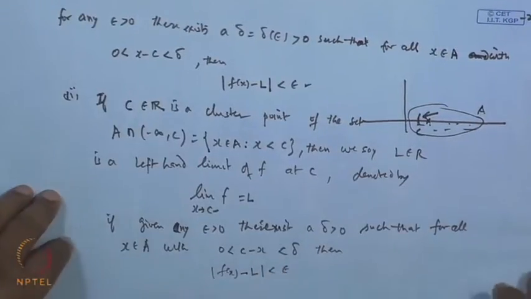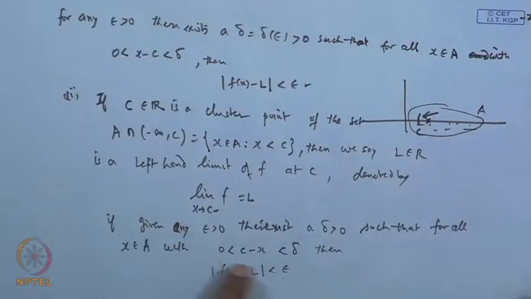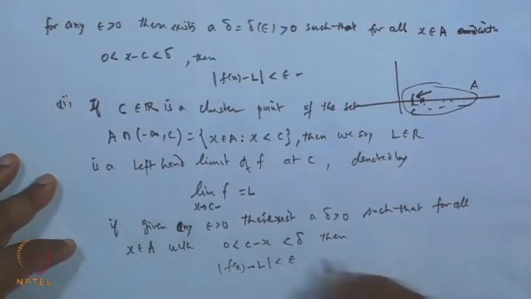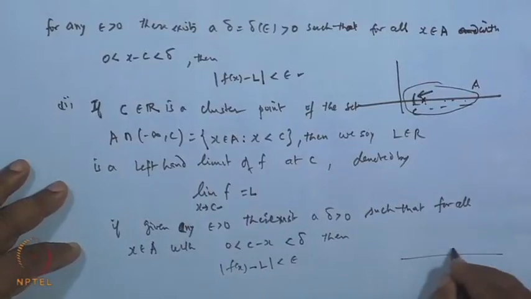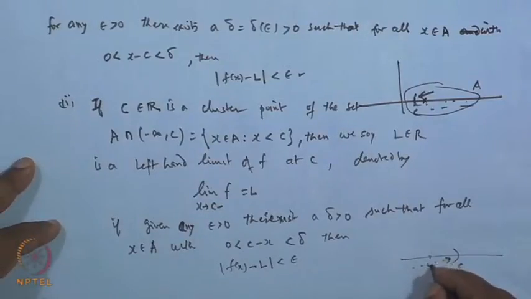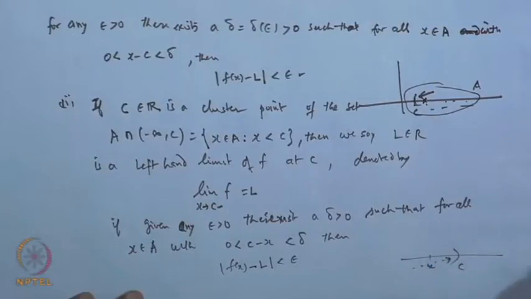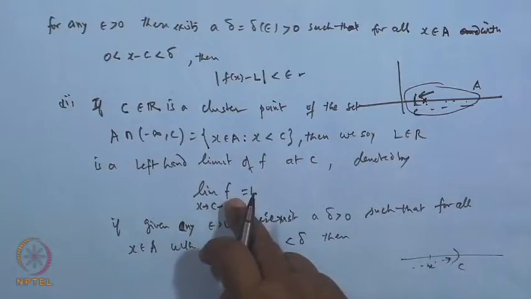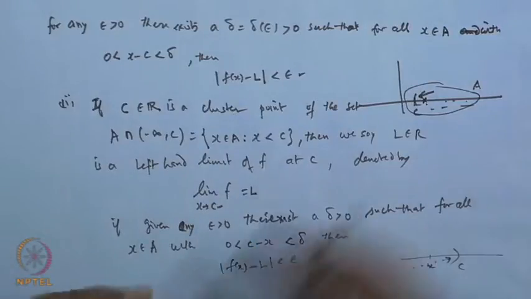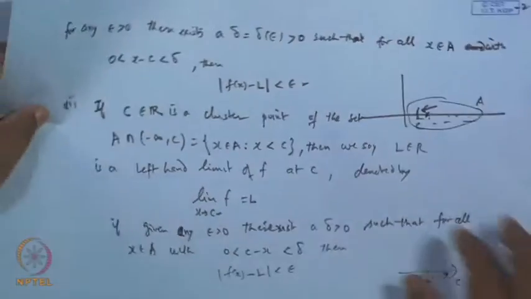So, this is our left hand limit. We are approaching C from the left hand side, that is, this is the interval C and the approach is from this side. So, when you take the x point here which approaches C from the left hand side, and if this condition holds, then we say the function has a left hand limit at the point C. Okay. So, the left hand limit and right hand limit we define this way.